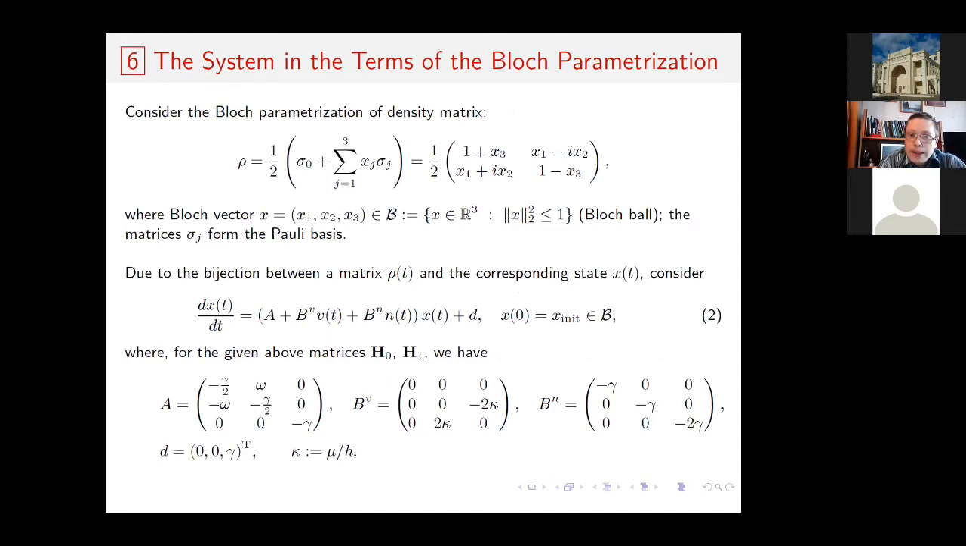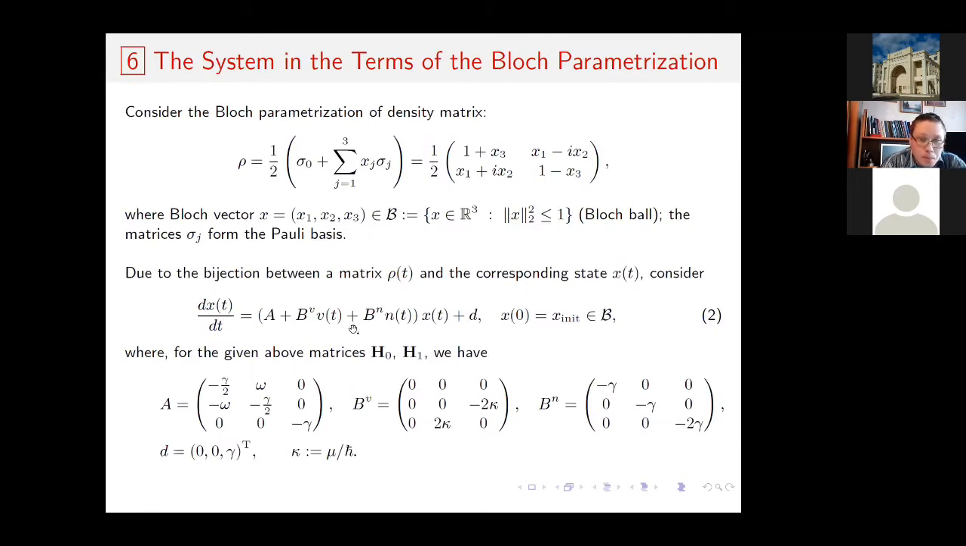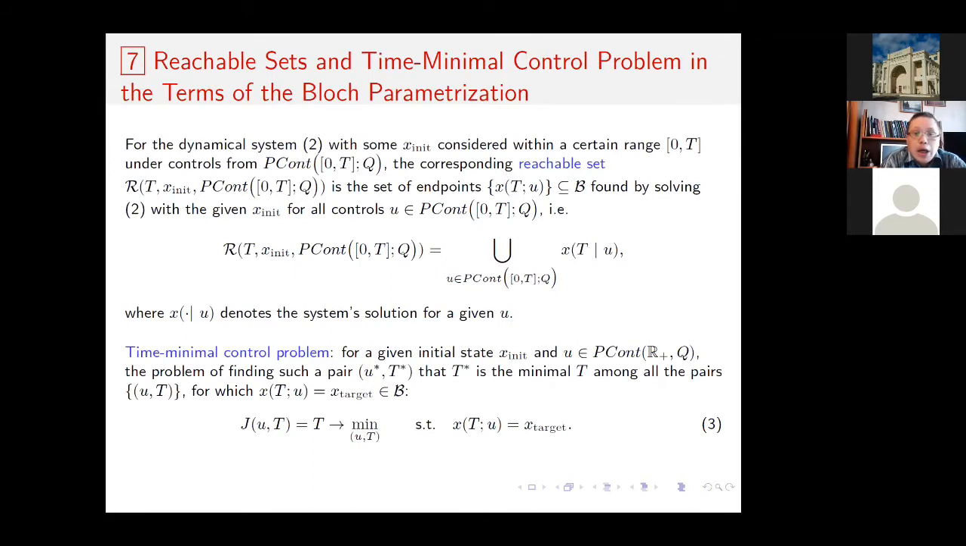And this parametrization gives us a bijection between the matrix and the corresponding Bloch vector. And for this vector, we have a differential equation which describes the evolution of this vector. And we will consider this formulation, because this formulation is easy to analyze, of course, and it's very good. And we rewrite the definition of reachable sets and the statement of our time minimum control problem.